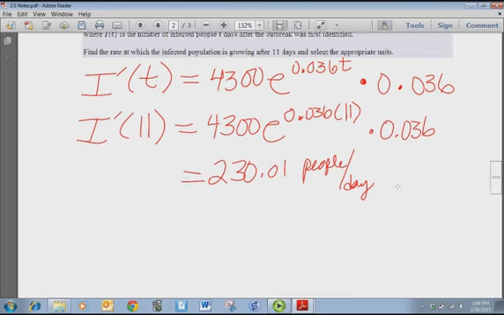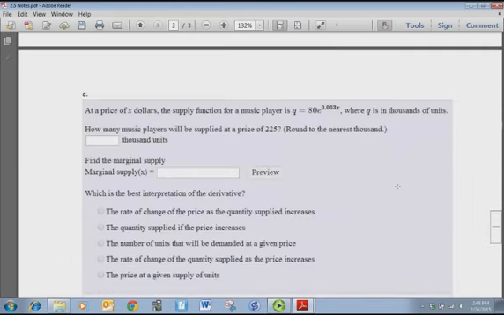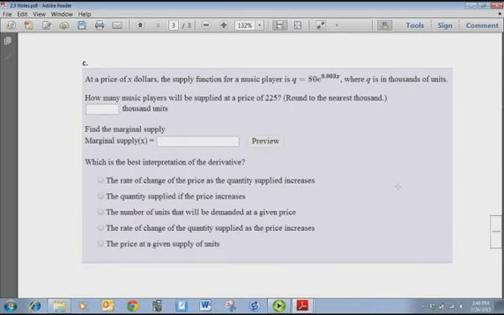Last example. At a price of X dollars, the supply function for a music player is Q equals 80 e to the 0.003x, where Q is in thousands of units. How many music players will be supplied at a price of $2.25? Round to the nearest thousand.